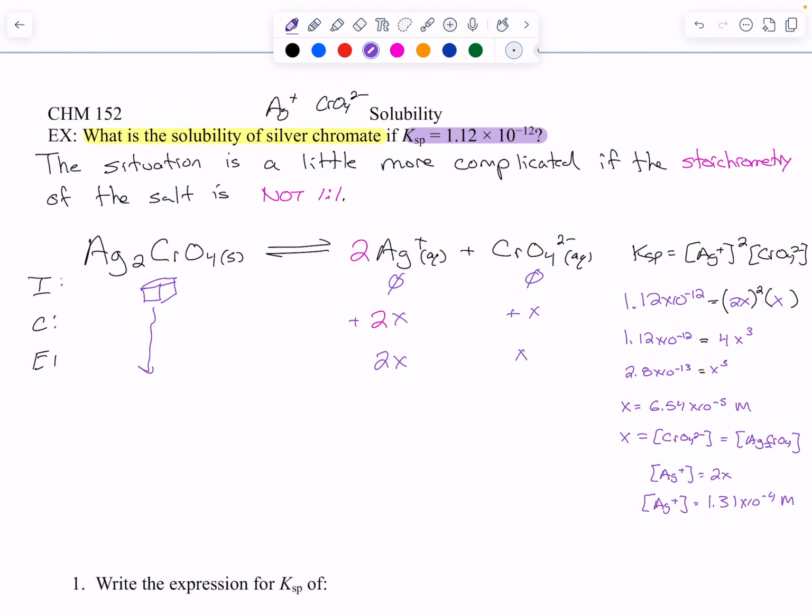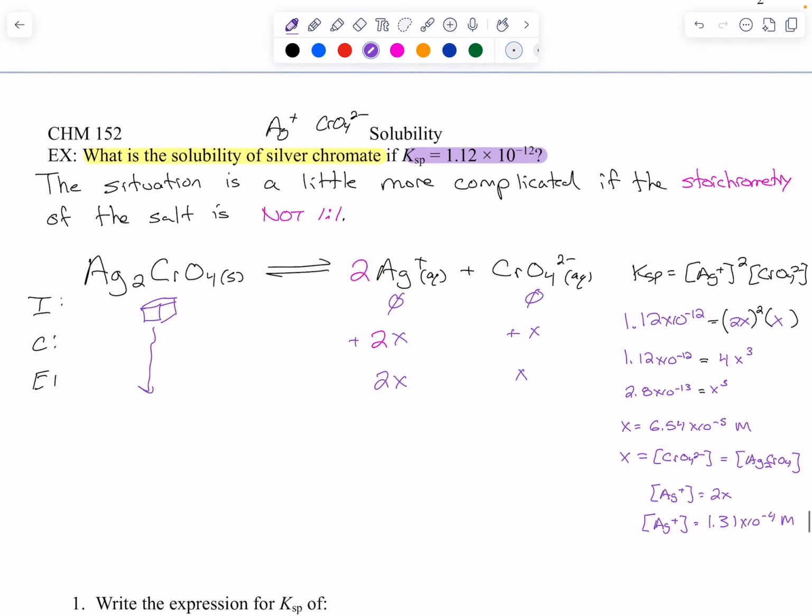All right. And so that would be the concentrations of these ions. So it would be 1.31 times 10 to the negative 4 molar and 6.54 times 10 to the negative 5 molar. All right, so those are your concentrations at equilibrium because it's not 1-to-1. So it almost looks like you're doing it twice with 2x and it's squaring it, but you're not doing it twice. That's just how it works.